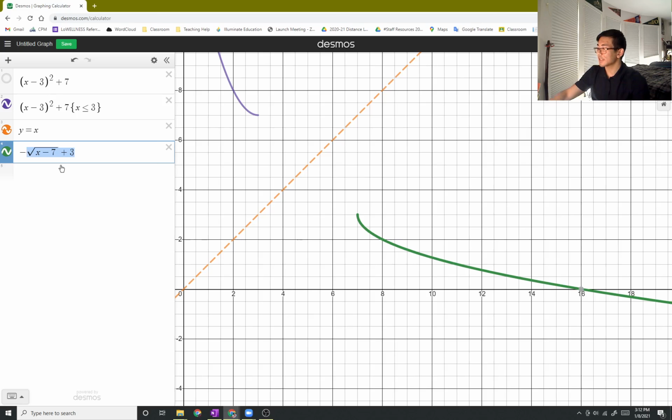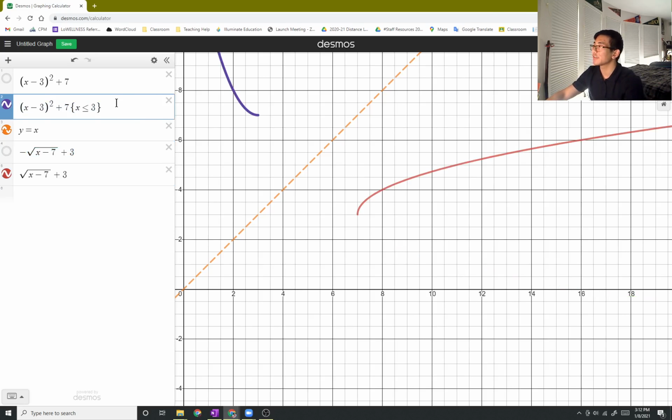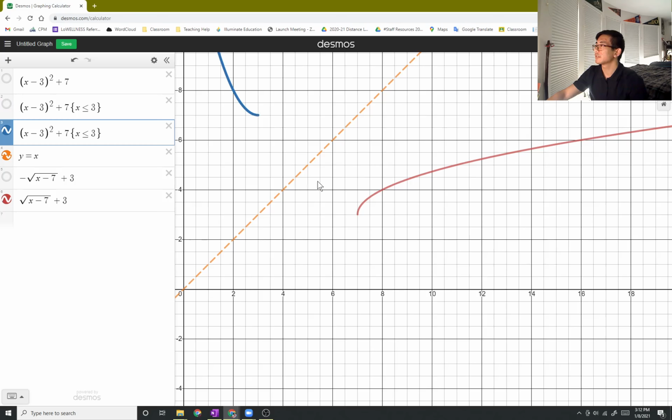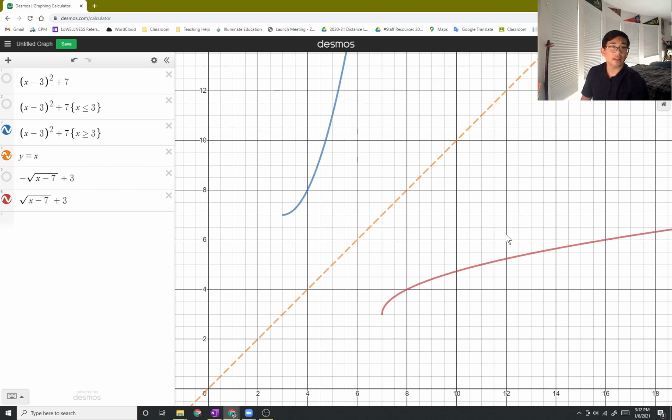If I took this exact same graph though, and copy it here, that would be the inverse of the other half of the parabola. And we can see that there.